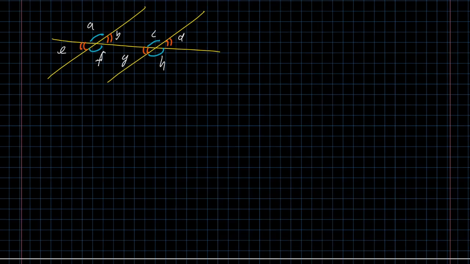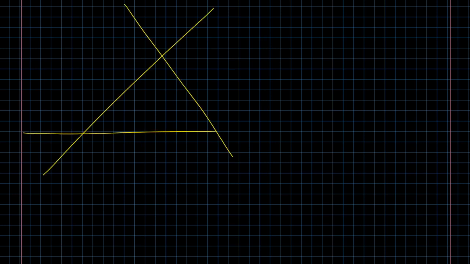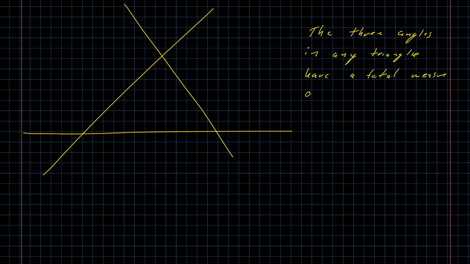All right. One last thing that I want to talk about before we wrap up. That thing is a triangle. And I am drawing this triangle very sloppily, very intentionally. You probably are familiar with the fact that the three angles in any triangle have a total measure of 180 degrees.